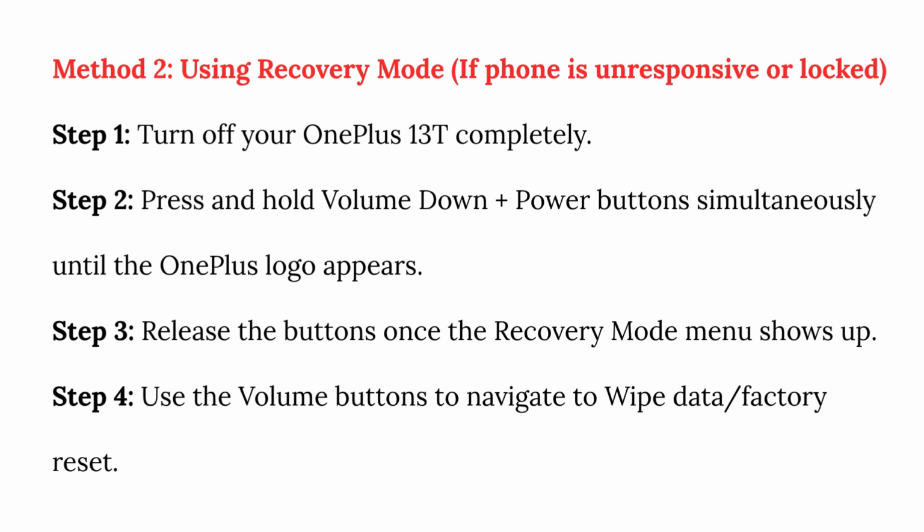Method 2. Using recovery mode, if the phone is unresponsive or locked. Step 1. Turn off your OnePlus 13T completely. Step 2. Press and hold the volume down and power buttons simultaneously until the OnePlus logo appears.